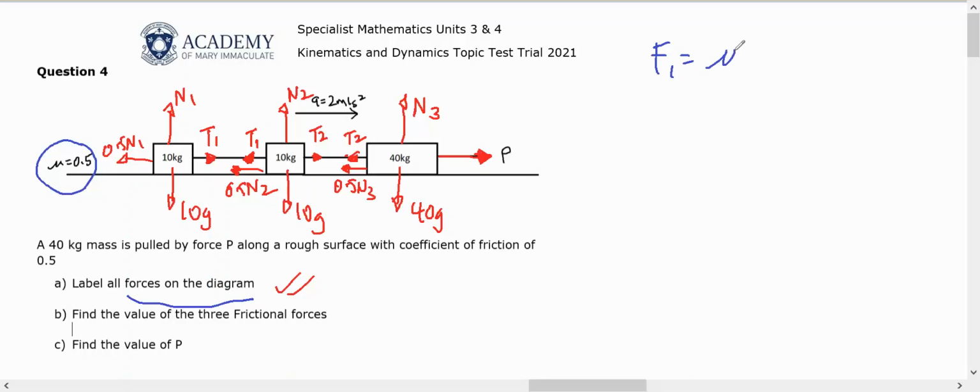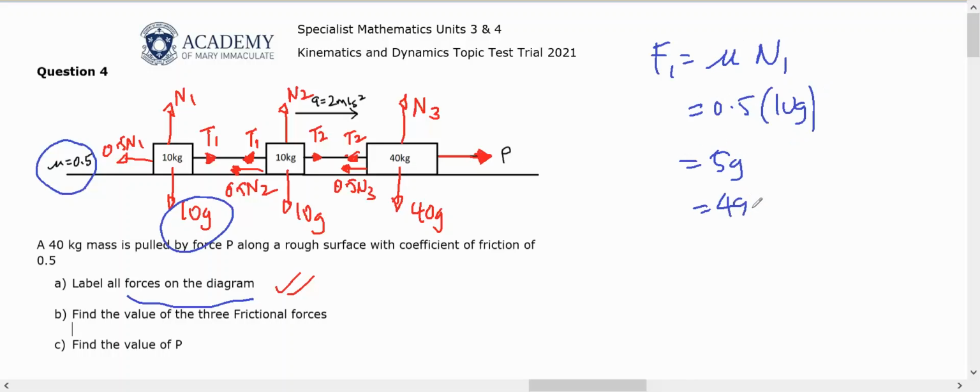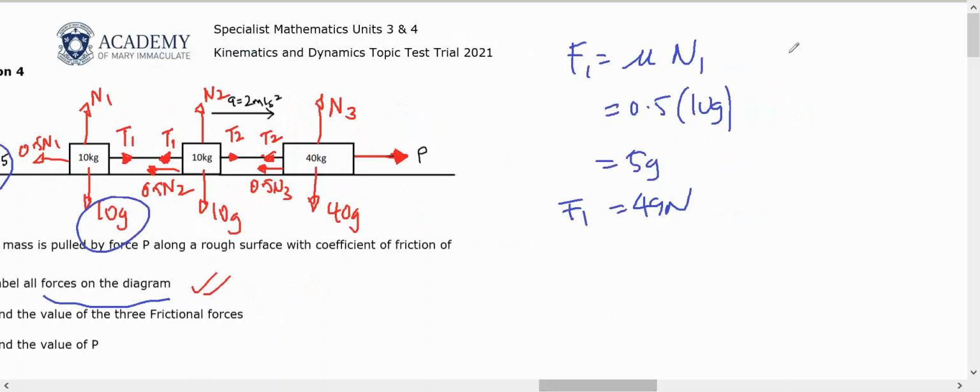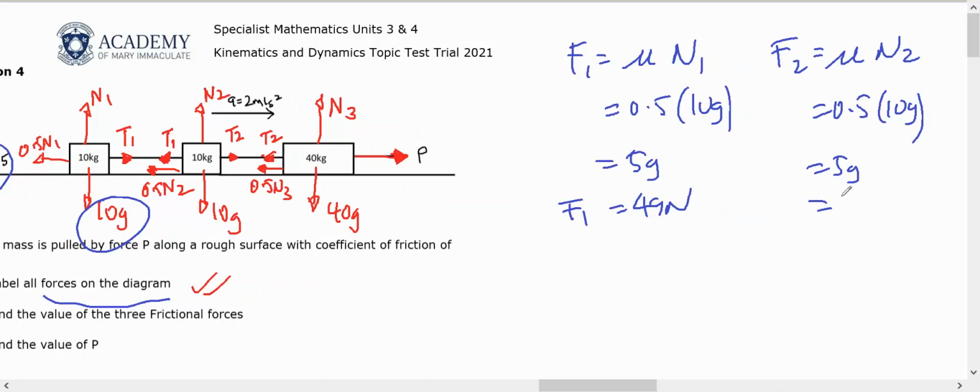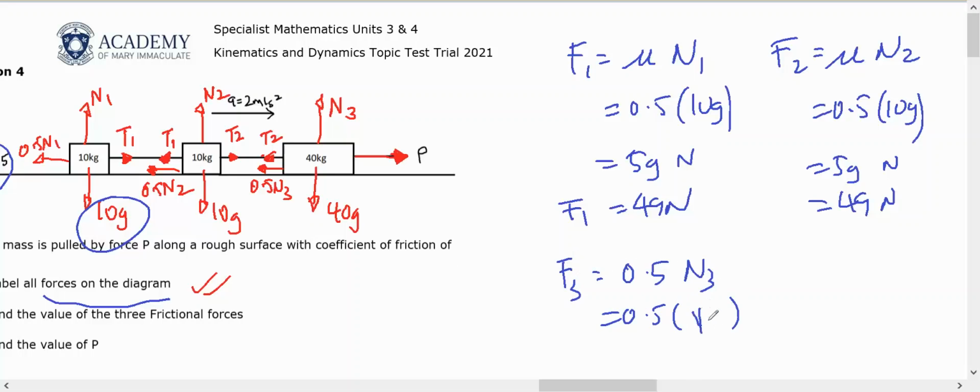Friction 1 will be mu times N1, which is 0.5 times 10g, which is 5g, or you might write that as 49 newtons. F2 is mu times N2, which is 0.5 times 10g, so that's also 5g, or 49 newtons. And F3 will be 0.5 times N3, which is 0.5 times 40g, which is 20g, or 196 newtons. So there are my 3 friction forces.